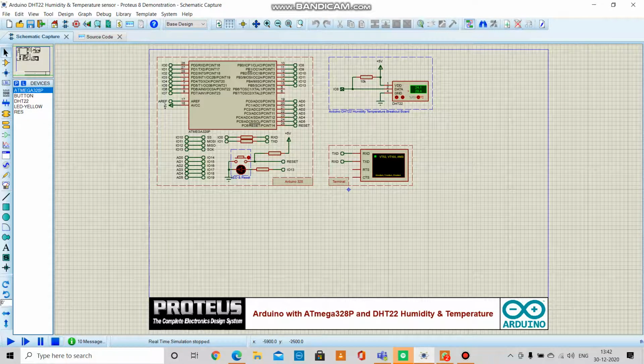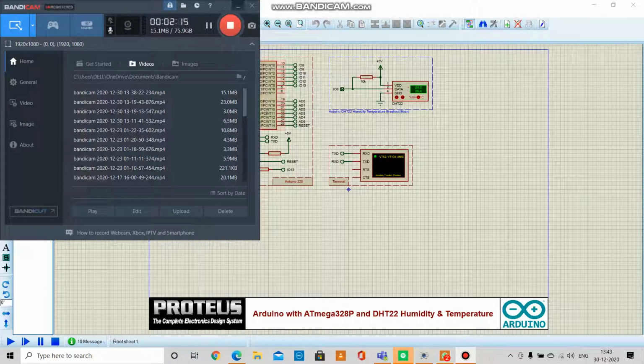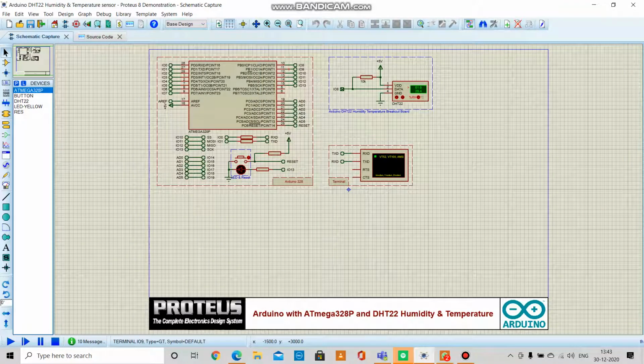Now we have to verify the fourth condition, that is temperature should be greater than or equal to 28 degrees Celsius and relative humidity is equal to or greater than 60%. On this condition the valve should blink for 0.5 seconds. Now let's verify. This is verified. The valve is blinking for 0.5 seconds.